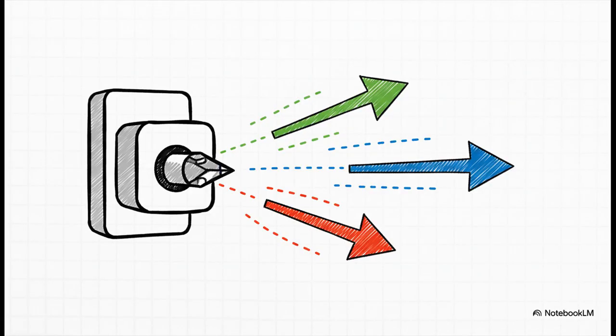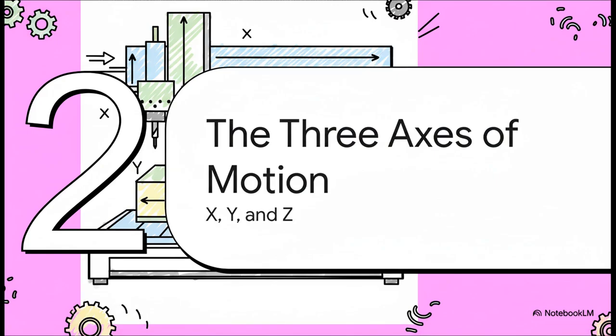You know, everything in CNC, and I mean everything, is built on the idea of controlled movement. So before we even get into the code or complex designs, we have to understand the physical space that the machine lives in. Most of these machines work along three fundamental directions. These three directions are the absolute building blocks of 3D space for the machine, and they're universally known as the X, Y, and Z axes.